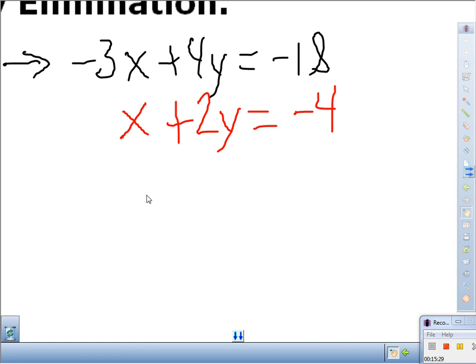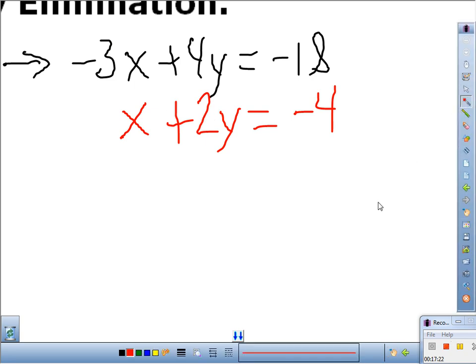Multiply times negative 2. Will that give us negative 4? Yes. So when you get to these parts and you need to make a decision which one you want to eliminate, that's how you start making decisions. What can I multiply by, and which one do I want to eliminate? Which one do you guys want to eliminate, the x or the y?